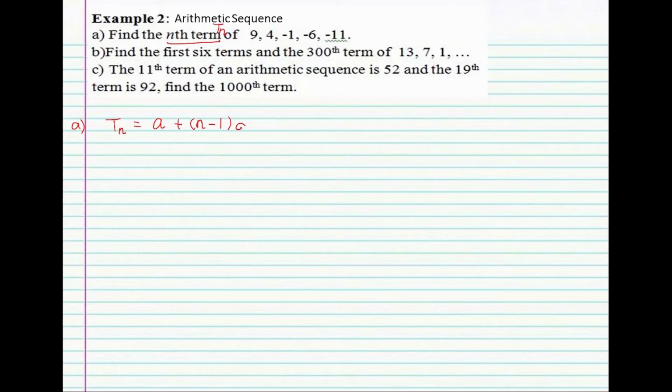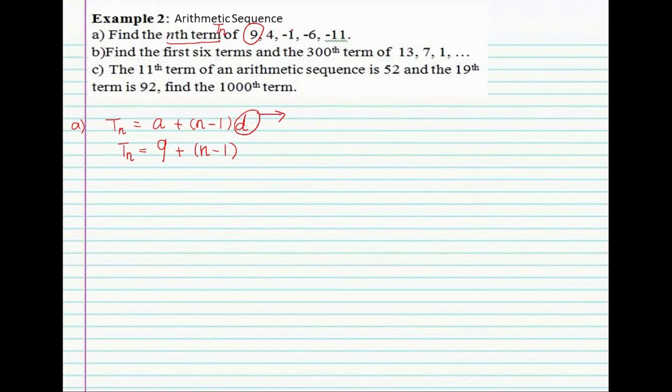In order to use this formula, we have to know the first term A, and then we have to find out the common difference D. From the sequence, we can see that the first term is 9. So A equals 9, plus n remaining as n. D is the common difference, or the difference between two consecutive terms.